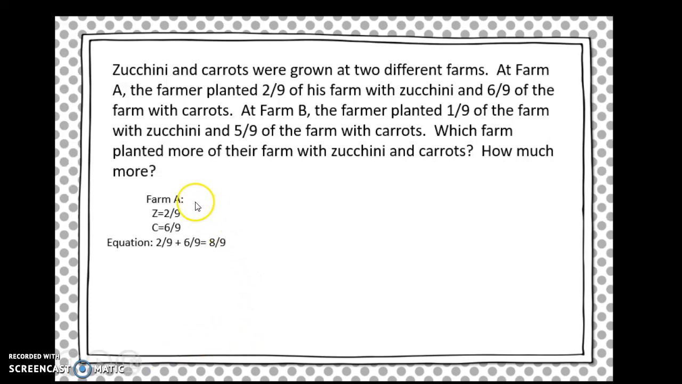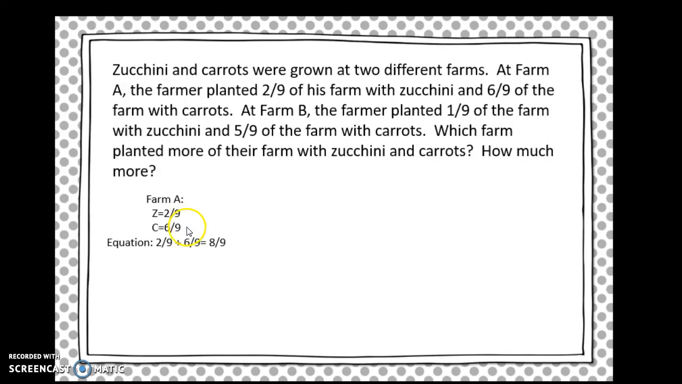So the first thing that I'm going to do is get all of my information down for Farm A. I went ahead and set up my equations, and I have z equals 2/9 for my zucchini. So I have 2/9 of zucchini planted at Farm A. I then have my equation for carrots. So I have 6/9 carrots planted at Farm A.